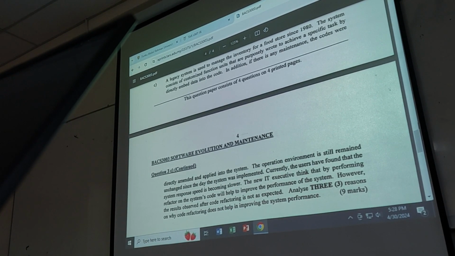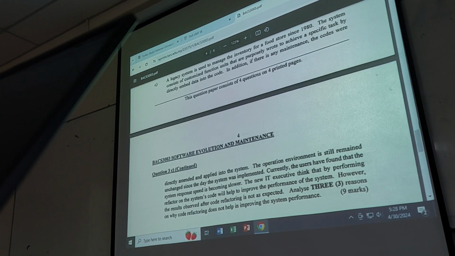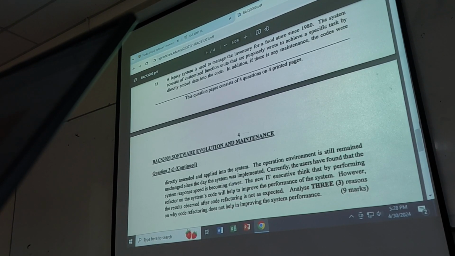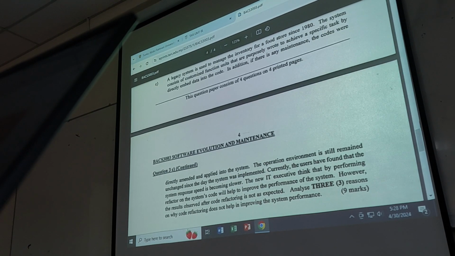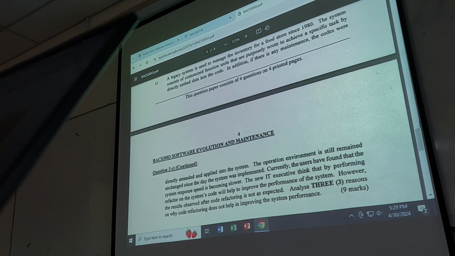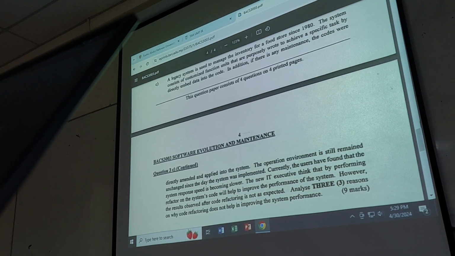Okay, now this scenario means that there is a legacy system being used since 1980. Very old already. Then it has certain customized function units that are specifically created for a certain purpose. These are custom functions. And when there is a need for change, the code is directly modified and implemented.